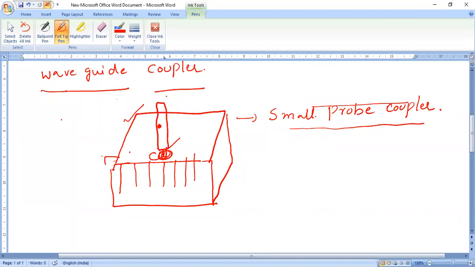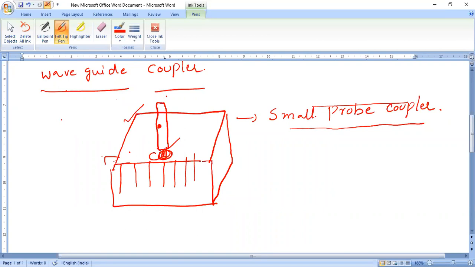It has a coaxial cable. Normally, we know a coaxial cable has a center conductor. The center conductor is penetrated into the broader walls of the waveguide where the electric field is maximum. You need to locate that position and place the probe, and the central conductor is penetrated into the waveguide walls, with the probe parallel to the electric field lines. So this is one of the coupling techniques.